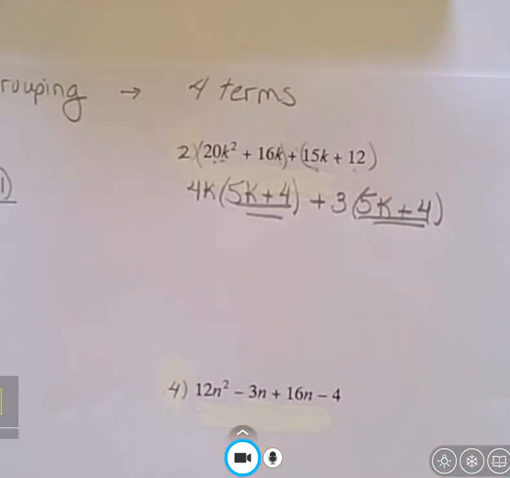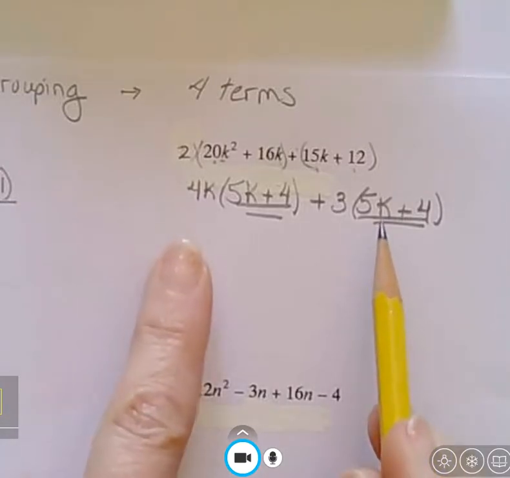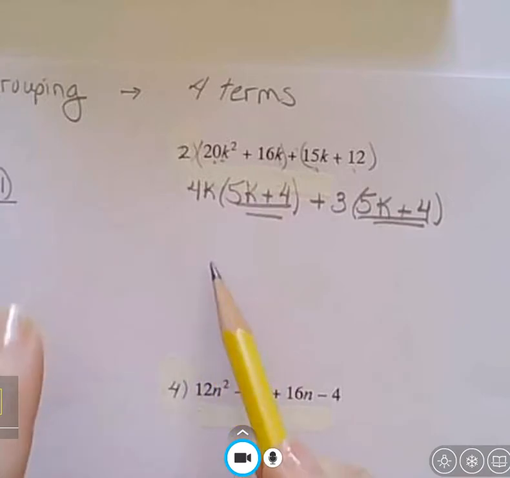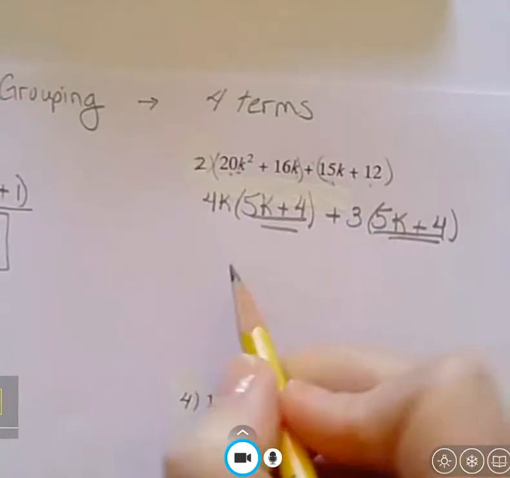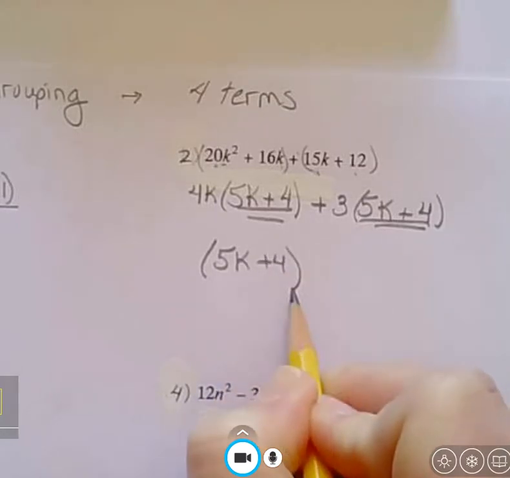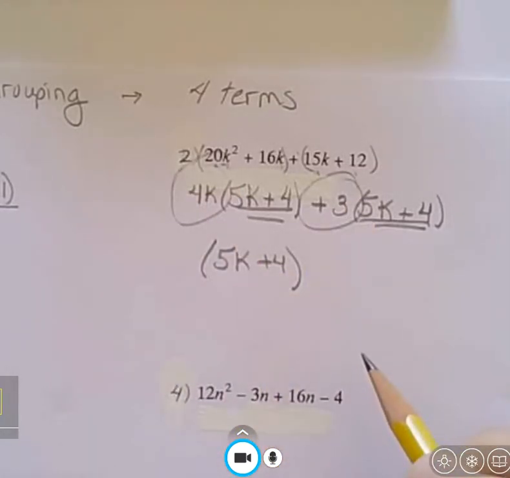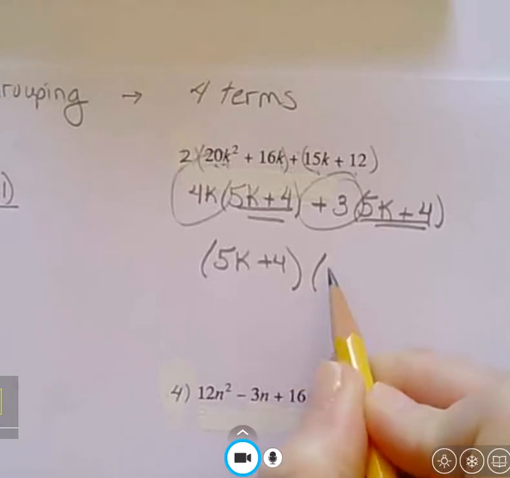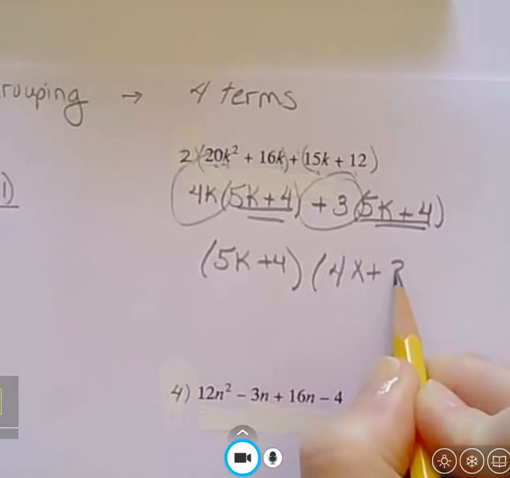Same factor on the left and right. So at this point, it's a common factor on the left and right sides here. Pull that out. The way I say it to myself is I kind of just write that once. 5k plus 4. And everything else goes in the other set of parentheses, 4k plus 3.